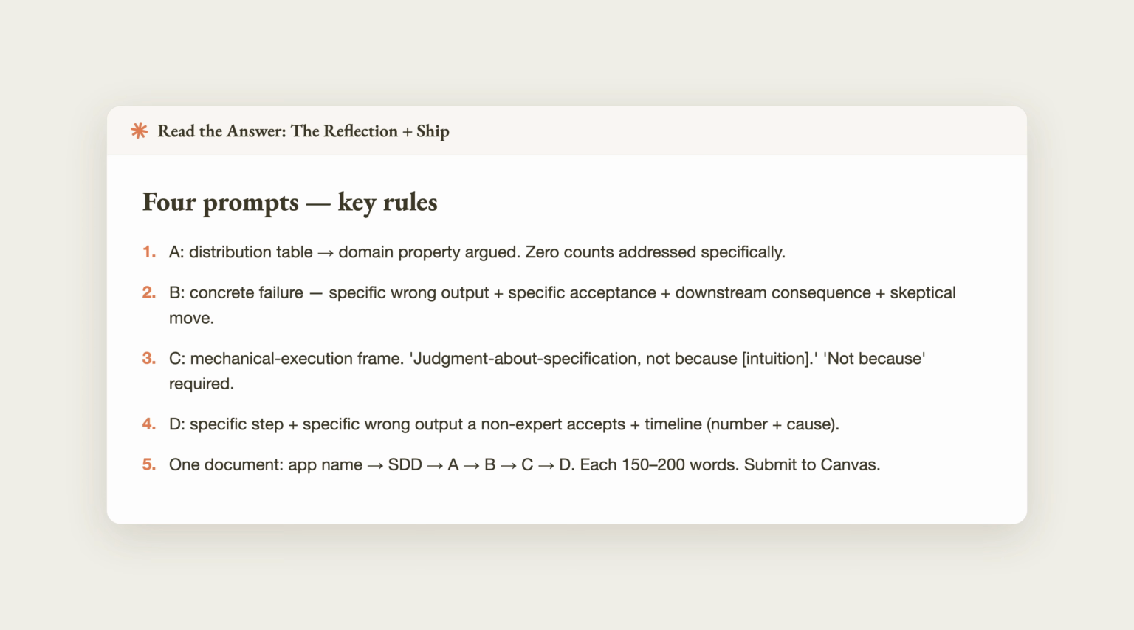Prompt D names the step, the wrong output a non-expert would accept, and a discovery timeline with a number and a cause. One document, app name, full SDD, prompts A through D labeled. Each prompt 150 to 200 words. That is the complete week 1 submission.